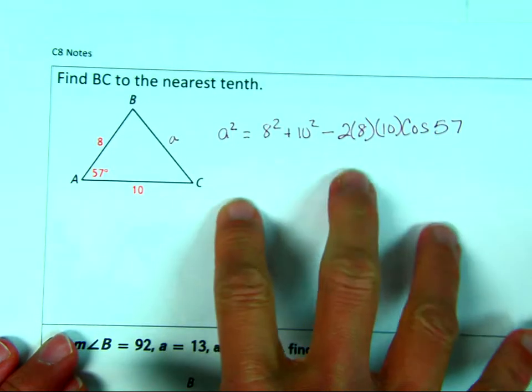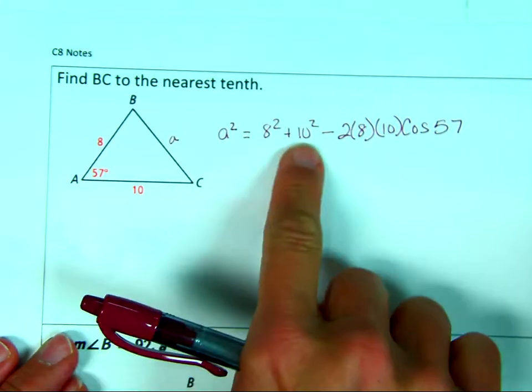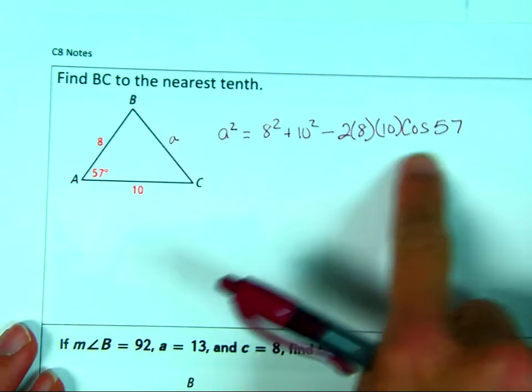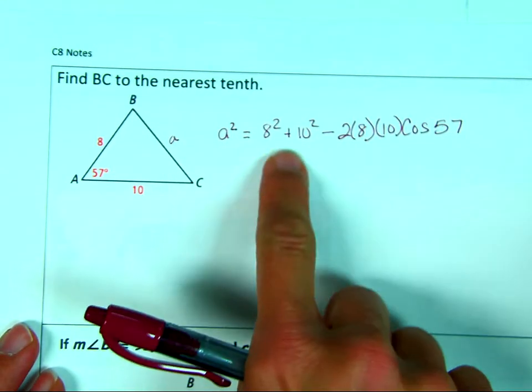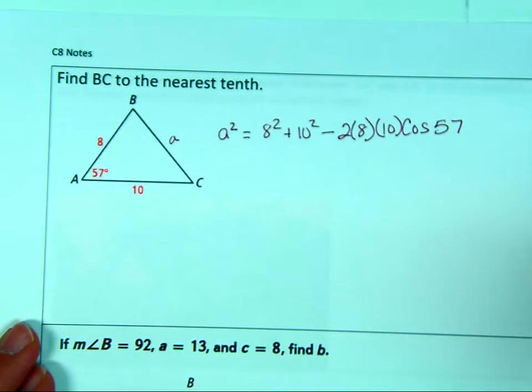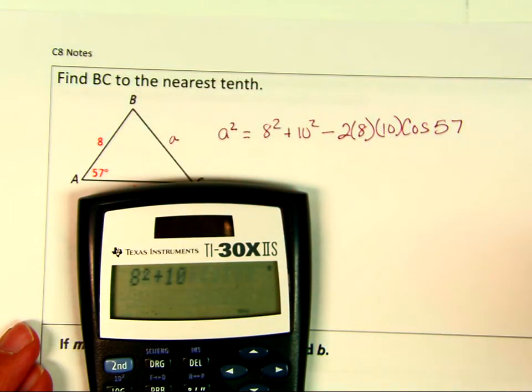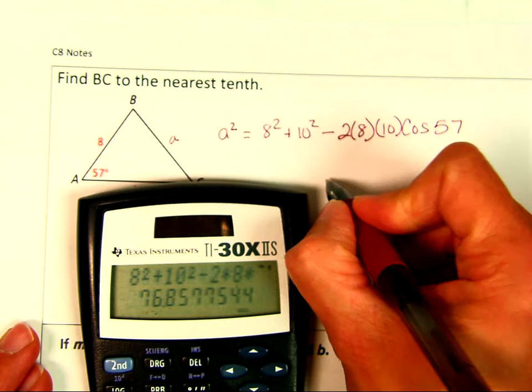It gets tricky when you have to start moving things over, if you had to find one of these other sides because they gave you A. You have to know that this is all being multiplied, so you have to get rid of those first. We'll talk about that later. But anyway, let's put it all on our calculators: 8 squared plus 10 squared minus 2 times 8 times 10 times the cosine of 57. We just put it all in our calculator at once.